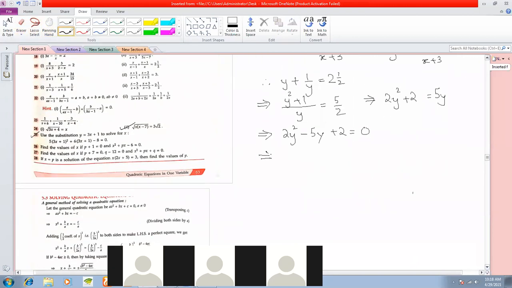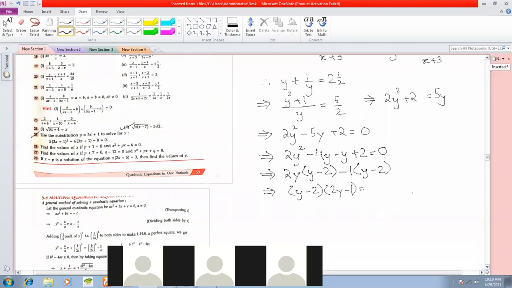Okay. So now what you do here is factorize this. For 2y², what should be the factors? 4 into 1, I think. Minus 4 into minus 1. So -4y - y + 2. Middle term factorization. Now between 2y² and 4y, you can take out the HCF 2y to get (y - 2), and -1 is the HCF between the other two. You get (y - 2). We get (y - 2)(2y - 1) = 0.